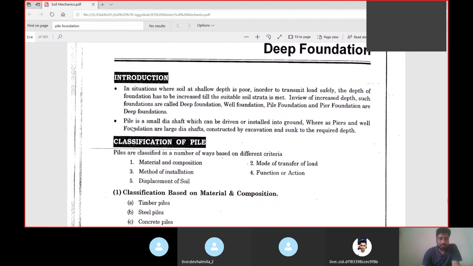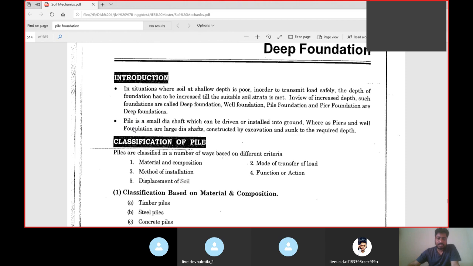So what basically do we mean by this term pile? Pile is basically a small diameter shaft which can be driven or installed into the ground, right? When I say it is driven into the ground, it means I will hammer it and drive it inside the soil mass. And when I say installed into the ground, I will be excavating the soil mass and then filling that excavated region with concrete, right? So our pile will get installed into the ground.